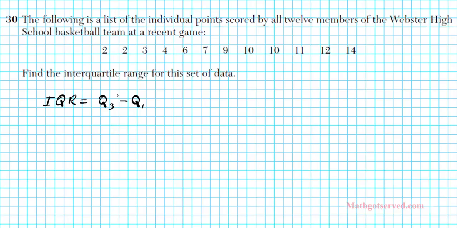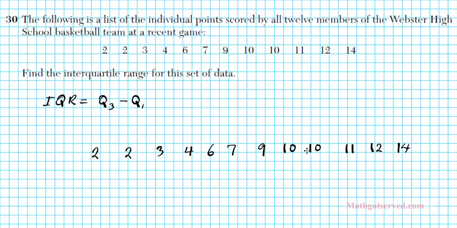So what on earth is Q3? What on earth is Q1? Let's go ahead and determine that. Let's rewrite our data set: 2, 2, 3, 4, 6, 7, 9, 10, 10, 11, 12, 14. One thing you must know before you start generating the quartiles: the data set must be arranged in ascending or descending order. We notice that the numbers are already in ascending order.